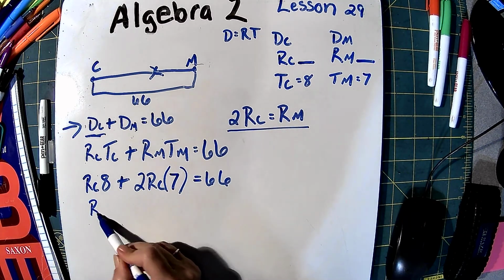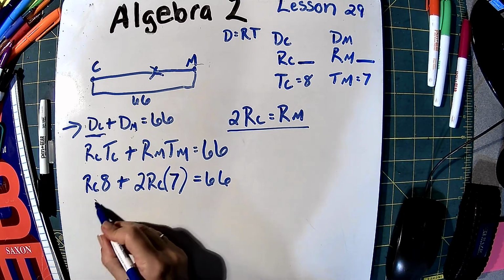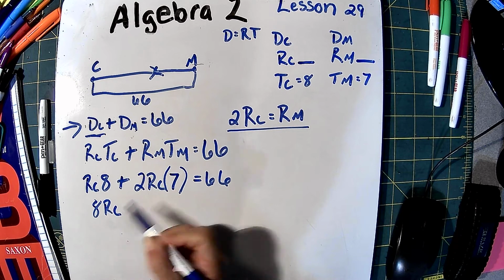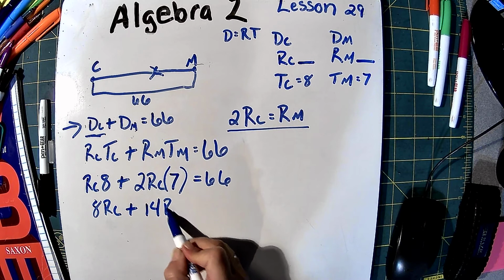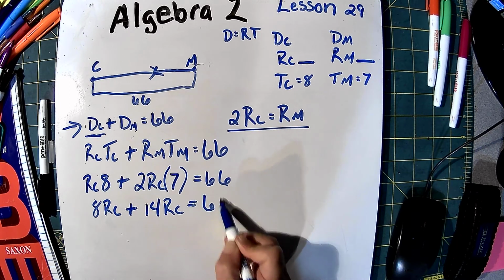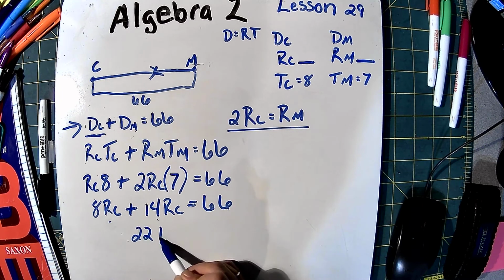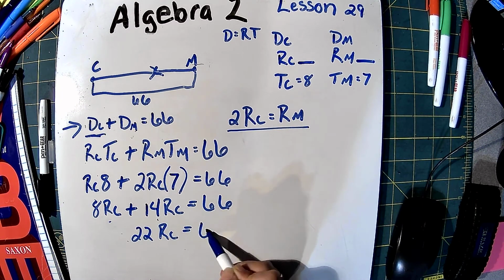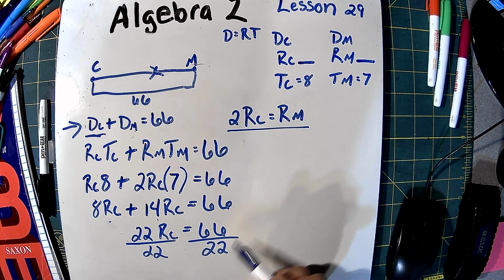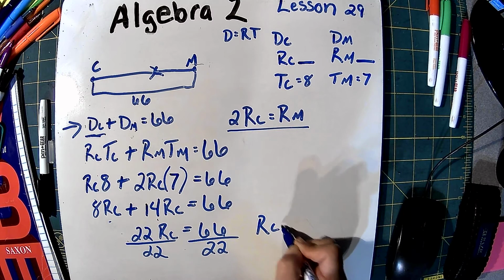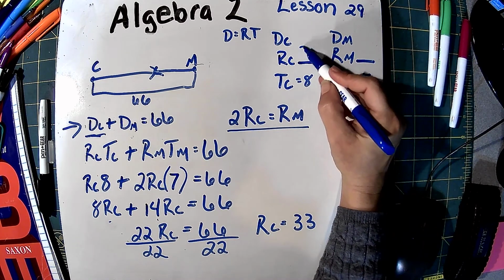Alright, so we're going to multiply that. We're going to say 8 times the rate of Chester, RC, plus 2 times 7, which would be 14, RC, equals 66. Then we're just going to add those together, that's 22. Then we're going to divide by 22. And we're going to get the rate of Chester equals 33. So Chester's going 33 miles per hour.